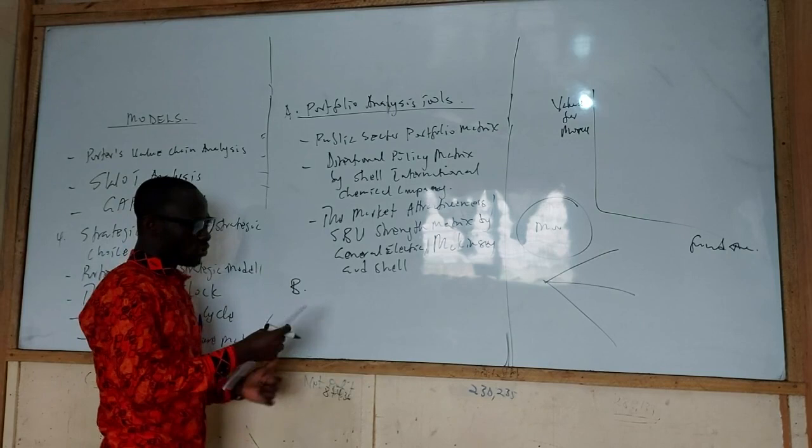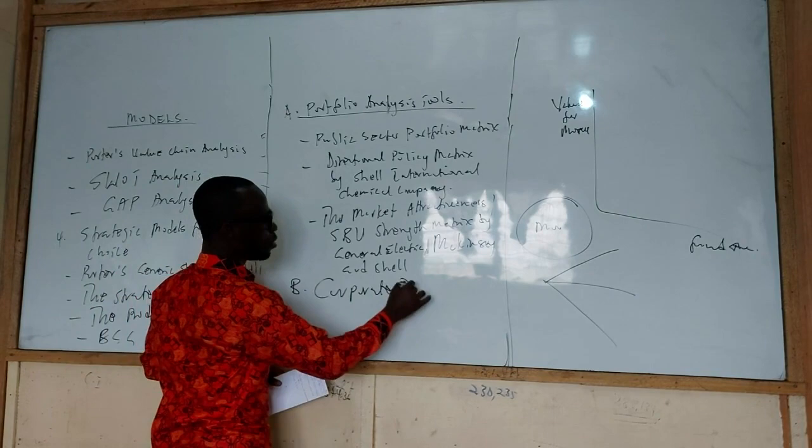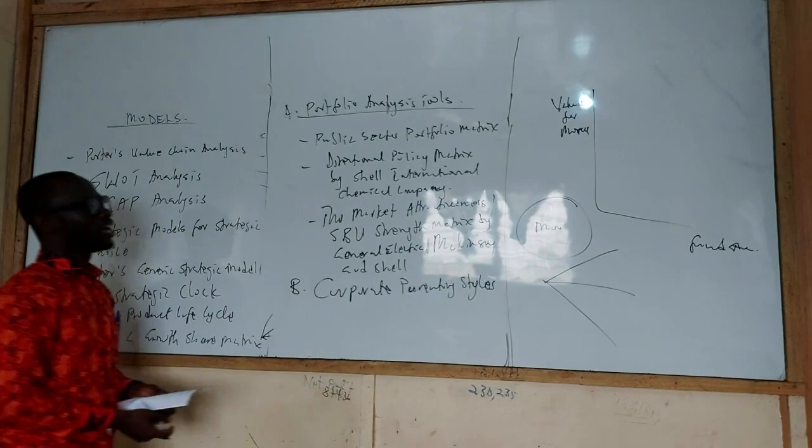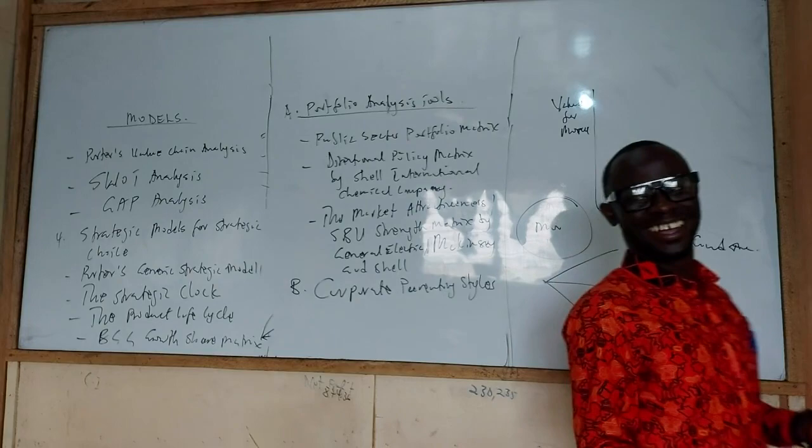The second one has to do with corporate parenting styles. Governance and ethics. It looks smart, eh?